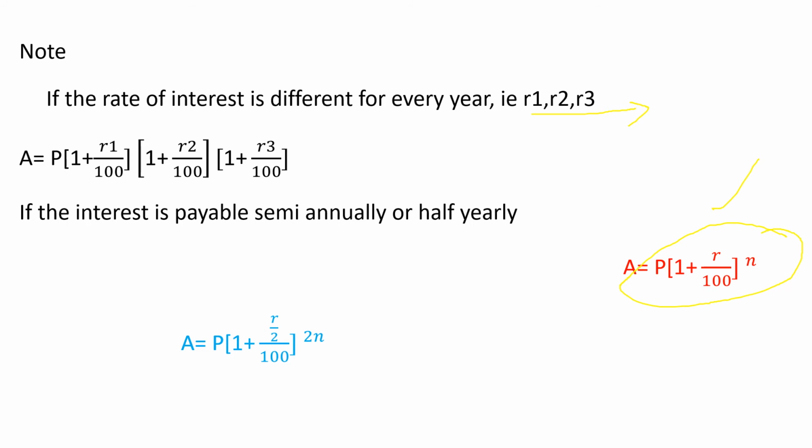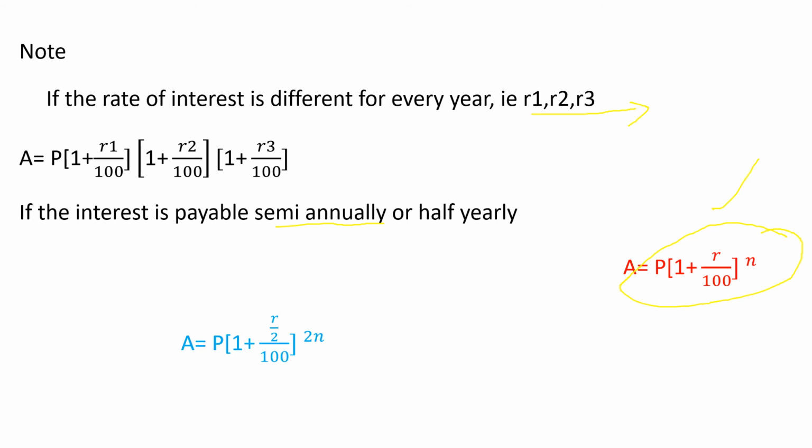And next, if the interest is payable semi-annually or half yearly. The question may say semi-annually or half yearly, and both are the same. In some questions they'll write semi-annually, in some other questions they'll write half yearly. For both, the same formula applies. Every formula is based upon the amount, with only small changes, so don't get confused.